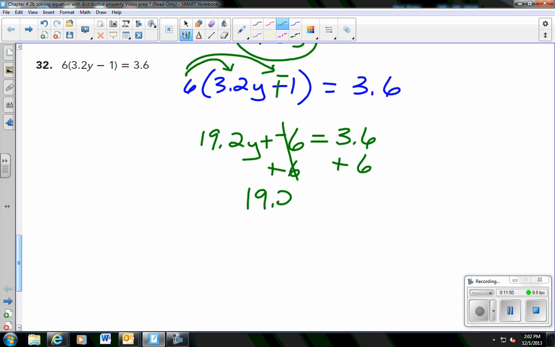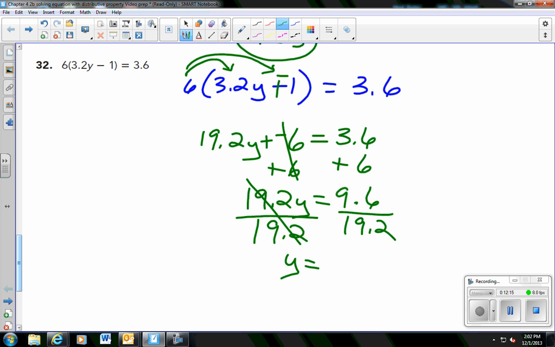And that would give us 19.2y equals 9.6. And then now we want to get rid of the 19.2 that is attached to and on the same side as the y. The 19.2 is right next to it, which means it's multiplying. The opposite of multiplying is to divide. So we divide both sides by 19.2. These 19.2s cancel, leaving us with the y all by itself. And then 9.6 divided by 19.2 would give us 0.5. And there's your value for y.